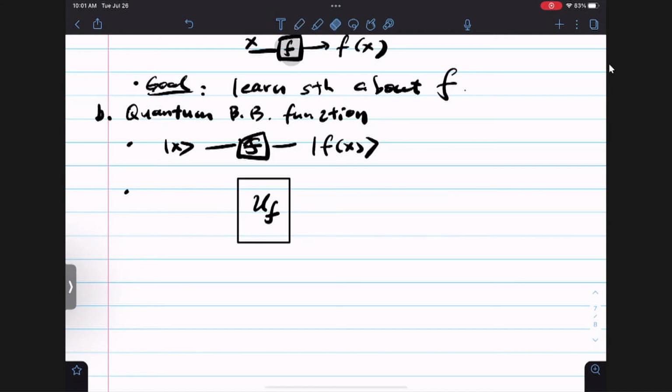I'm going to introduce another register. The top one will be the input register, and the bottom one you can call the output register. So what happens is, instead of computing f of x on the input register directly, I'm going to compute the function and then XOR this function value to the output register.